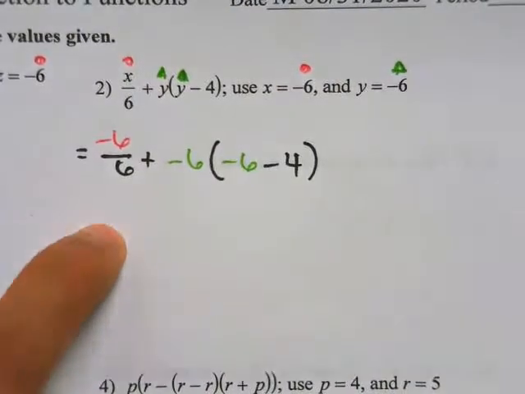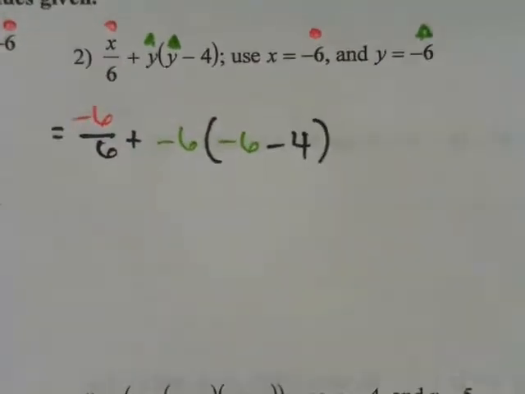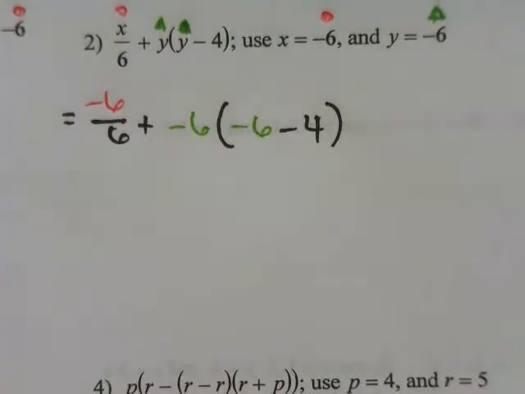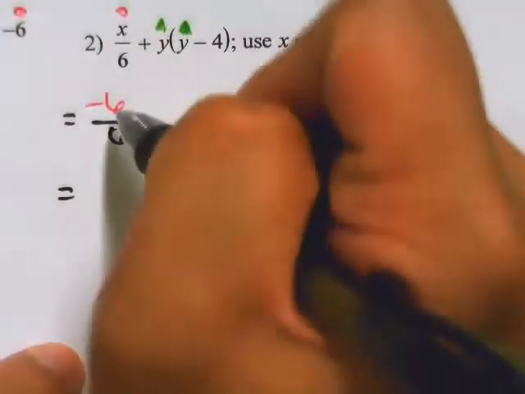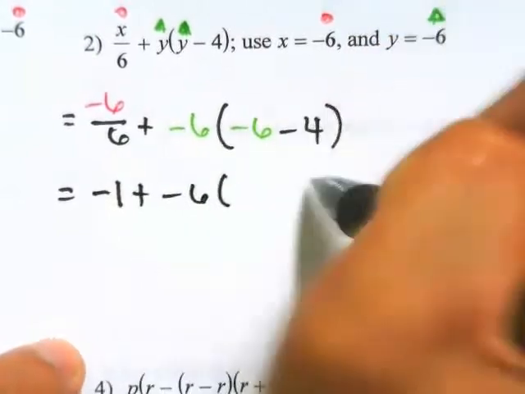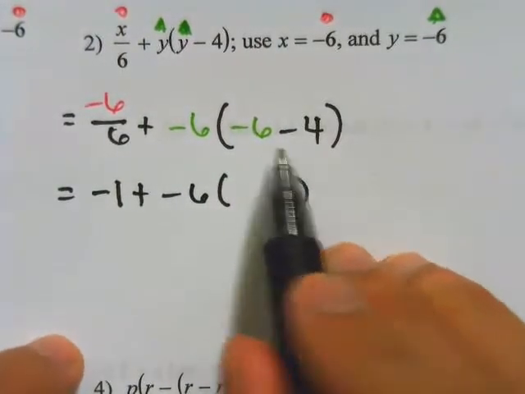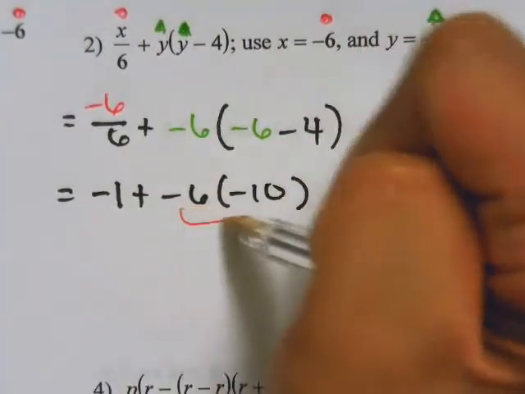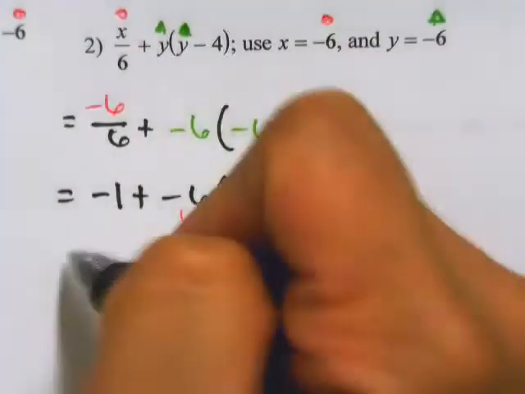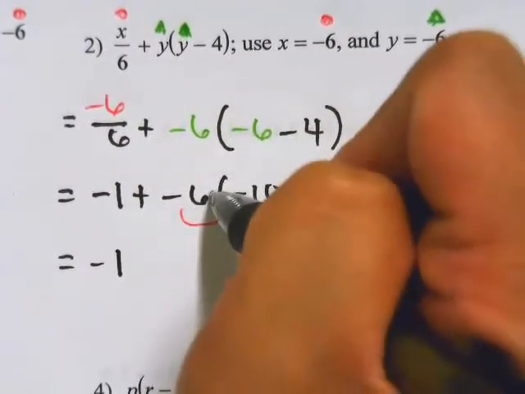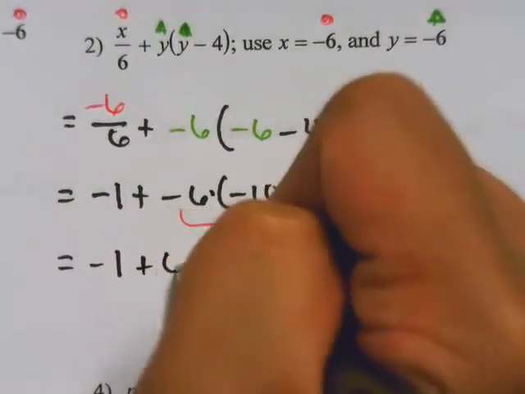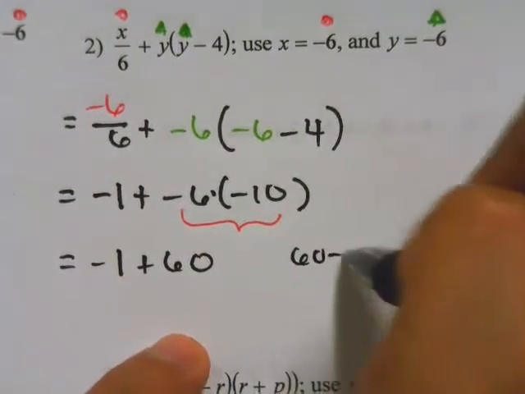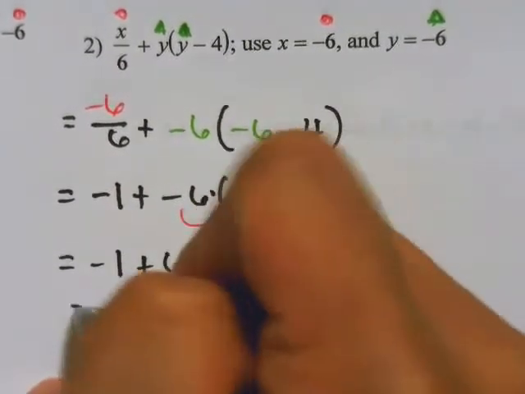and -6. Okay, once everything is plugged in, really everything now is just going to be PEMDAS. I see the parentheses over here, but I can actually even do the division along with that. -6 divided by 6 is -1, and then this is like adding two negatives together. -6 minus 4 is -10. I'm going to have to do the multiplication first and then the addition last. So -6 times -10 is going to be +60. -1 plus 60 is the same thing as saying 60 minus 1, which is going to be 59.